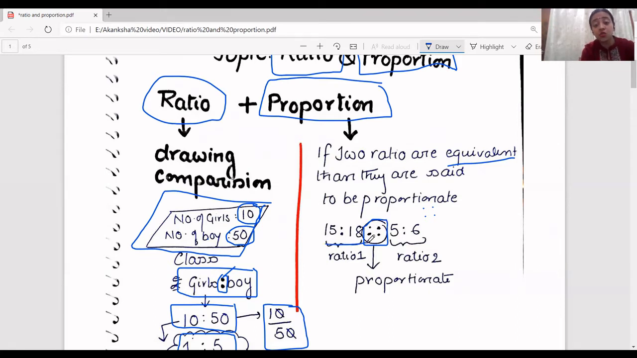So 15 is to 18 is one ratio. 5 is to 6 is another ratio. Now, these two ratios are proportionate when they're equivalent to each other. When you simplify 15 is to 18, you will find that it is equivalent to 5 is to 6, and therefore you can say that 15 is to 18 is equivalent to 5 is to 6, and therefore these two ratios are proportionate to each other.